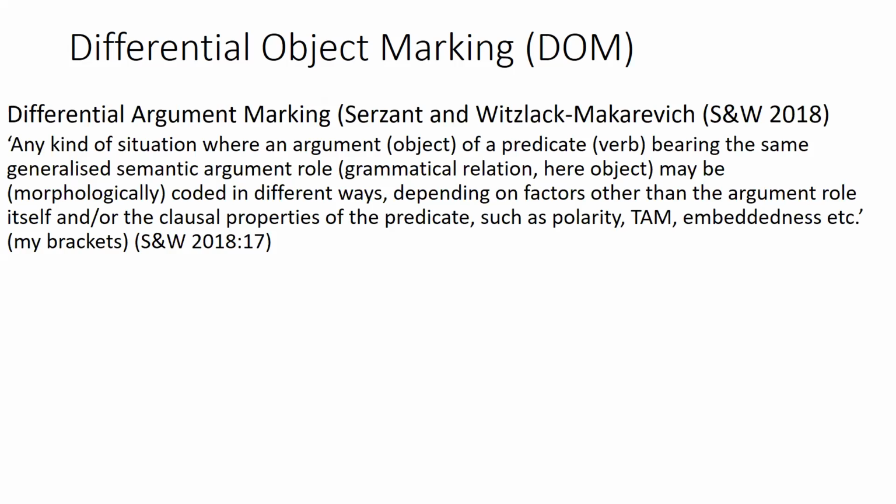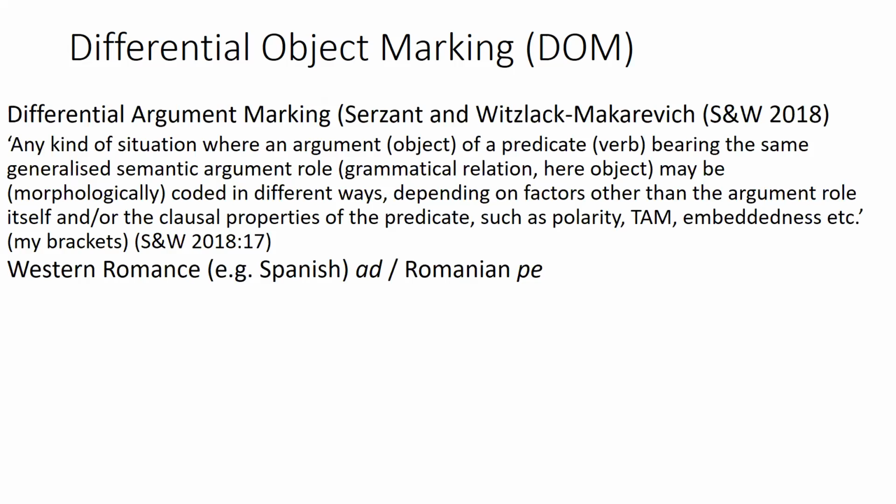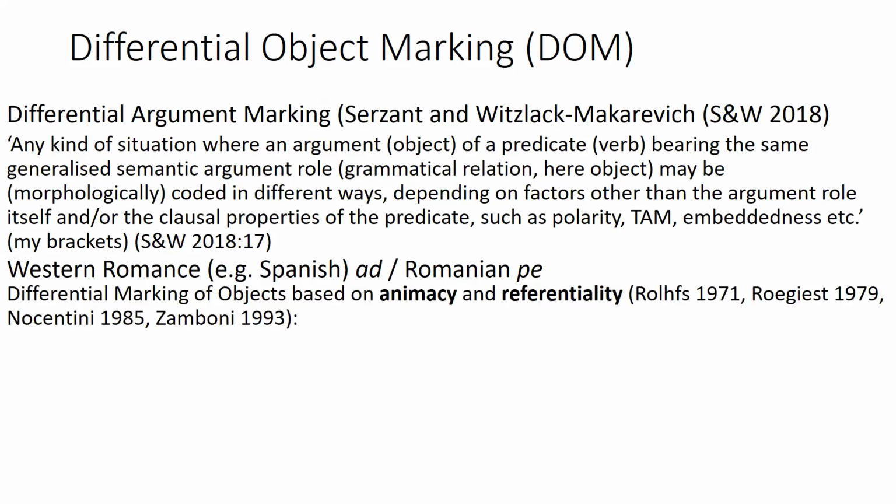Right, I've put some brackets there just to make this contextualized within the topic of my talk. I'm talking about differential object marking, so DOM. I mean, differential subject marking, DSM, does exist, but that's not relevant to what I'm talking about today. So I'm talking about differential object marking. And of course, we have it in Romance, especially the use of Western Romance ad, e.g. in Spanish, which we all know. Also, Romanian pe.